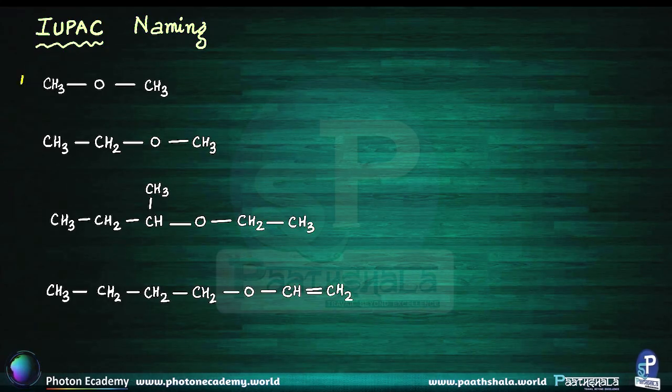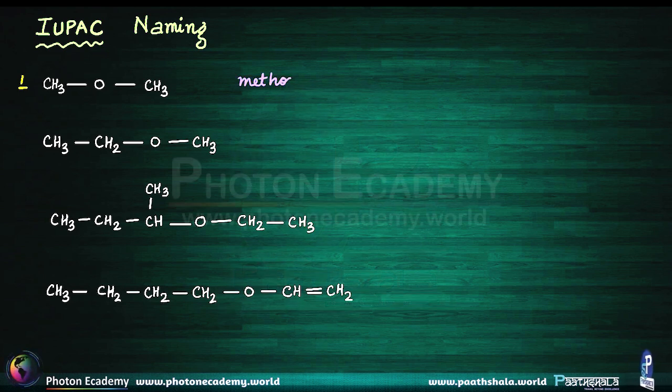Now, moving on to the IUPAC naming. So here we have a few questions. In the first one, we have CH3OCH3, and the name of this compound is methoxymethane. For the second one, we have CH2 and CH3 on one side as well as CH3 on the other side. So, we call this methoxyethane.